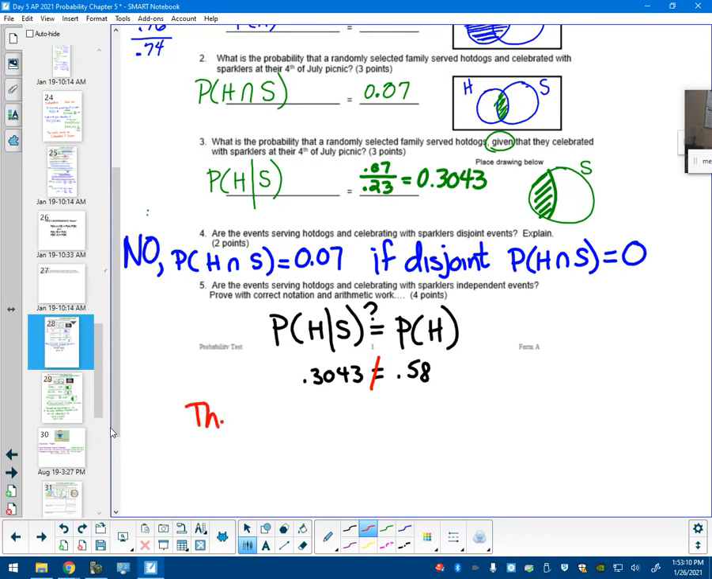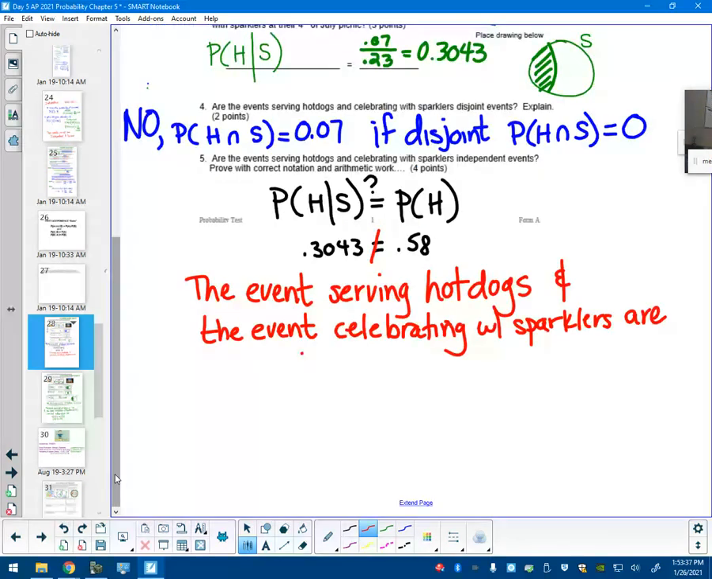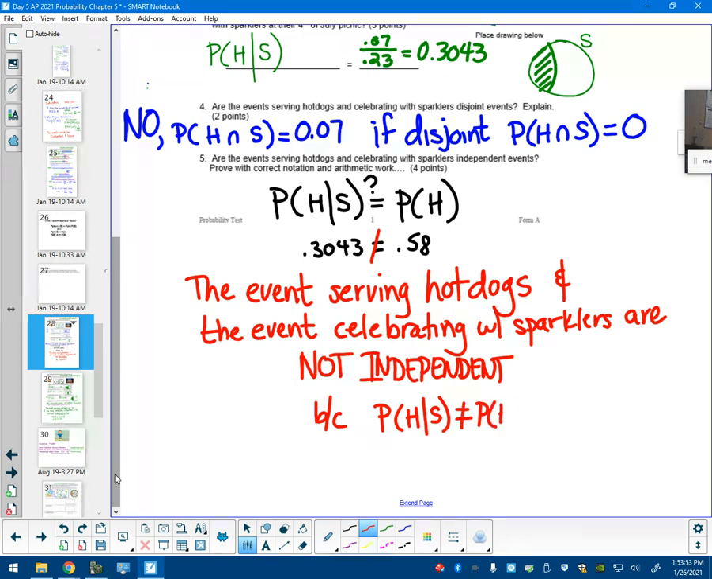So the event serving hot dogs at your 4th of July picnic, which I'm not going to write down, and the event celebrating with sparklers are not independent because probability of hot dog given sparkler does not equal the probability of hot dog.